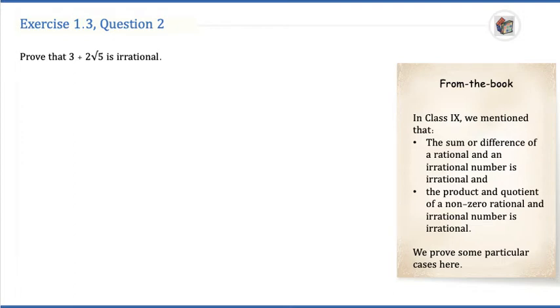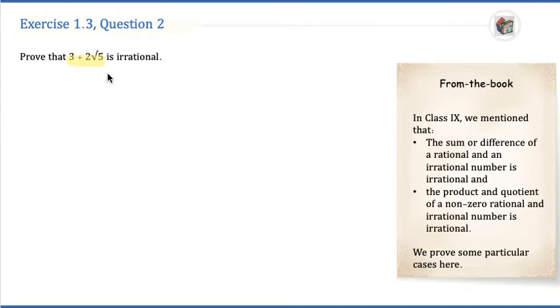Exercise 1.3, question 2. Prove that 3 plus 2 root 5 is irrational. Now this question is really an easier version of question number 1 in this exercise. But it is easy because we've already done question number 1. So if you haven't watched that video, watch that first and then come to this. You'll understand this all the more.